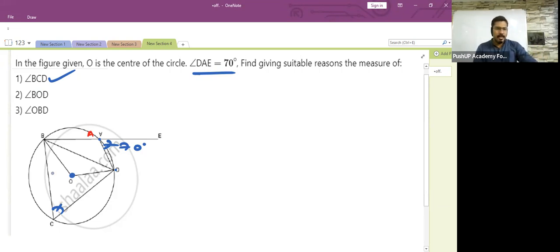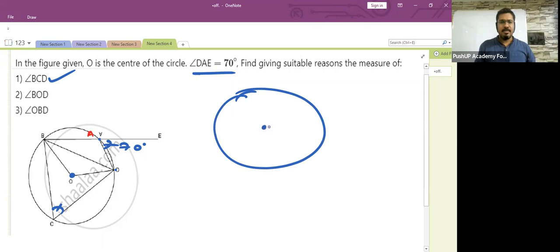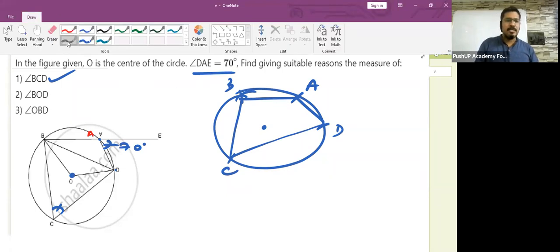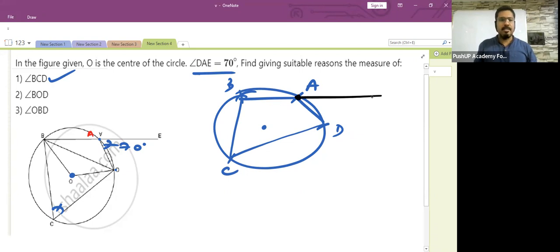Children, don't you feel that this ABCD is a cyclic quadrilateral? If you have drawn the circle with the center, this point is A, this point is B, this point is C, and this point is D. And if you connect A to B, B to C, C to D, and D to A, what shape are you getting? It's a cyclic quadrilateral, isn't it? In this cyclic quadrilateral, at this vertex A, you are getting an exterior angle equal to 70 degrees, right?